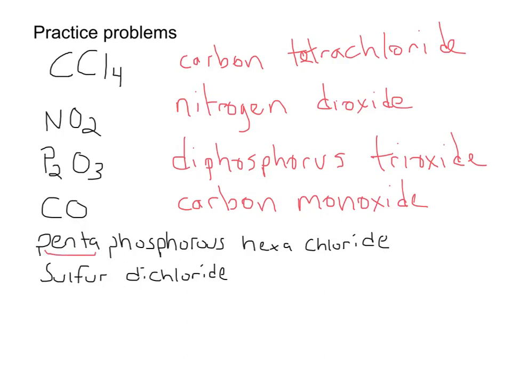So we need to just be aware of our prefixes. 5, 6. And of course know our elements. So it's P5, Cl6, and the next one is sulfur dichloride. So sulfur is S, and chloride would be Cl, and then a 2 for the di. And that's all you have to do for these.